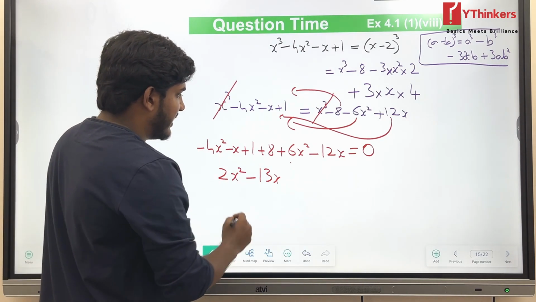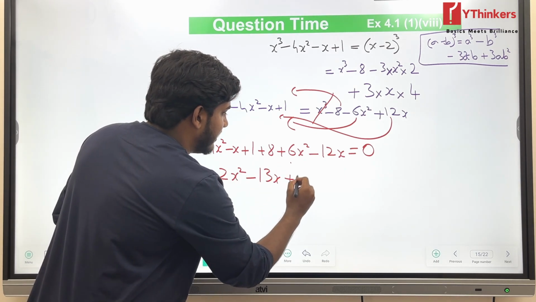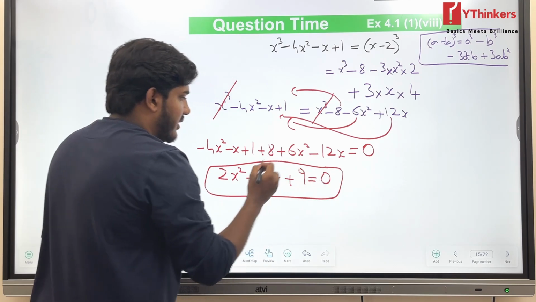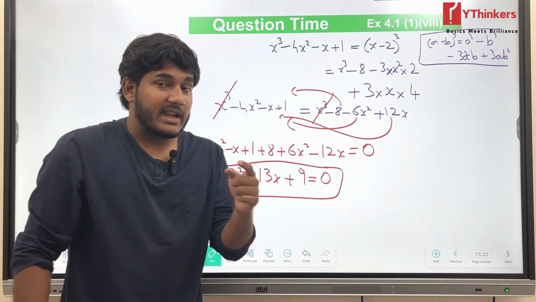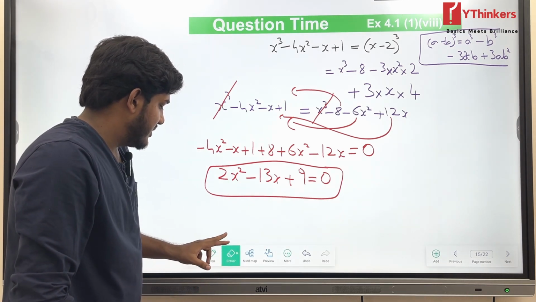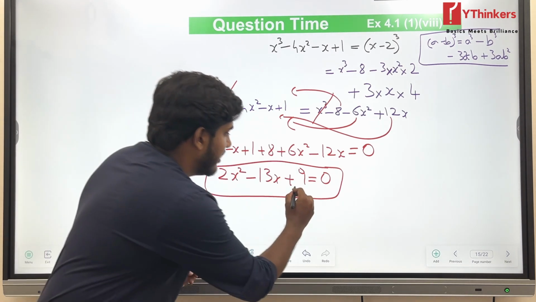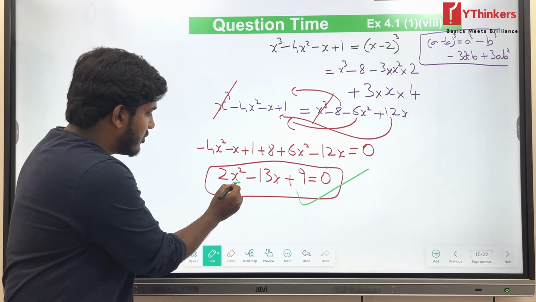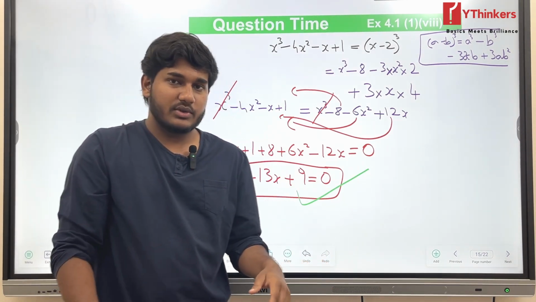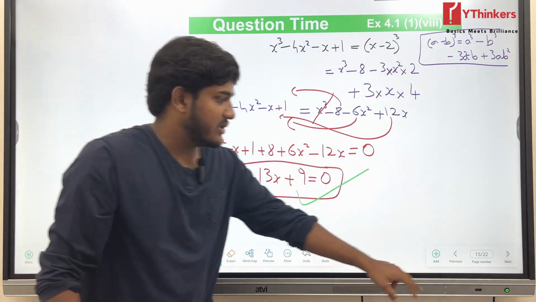So what happens here? Minus 13x, 1 plus 8 is 9, is equal to 0. I have got a beautiful equation. Can I confirm whether this is a quadratic equation or not? Yes, it is a quadratic equation. Why? The coefficient of x square is not 0, it is more than 0, so therefore it is a quadratic equation.